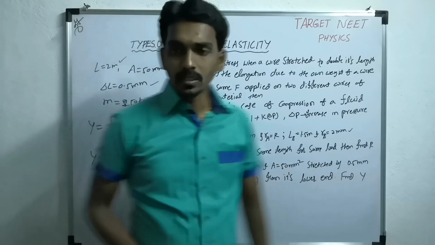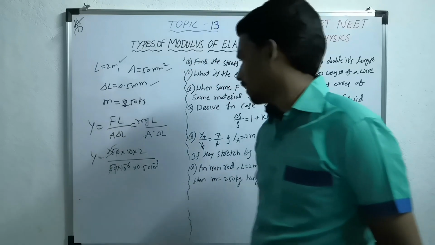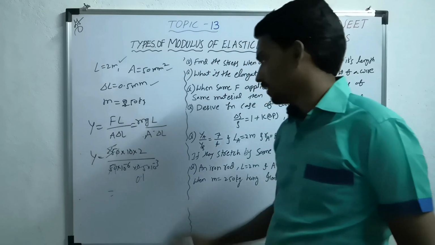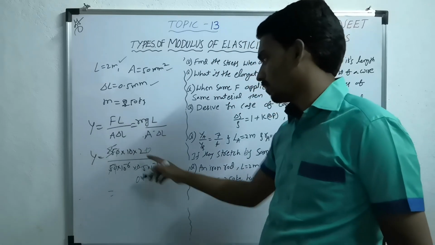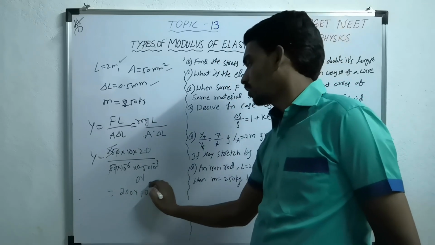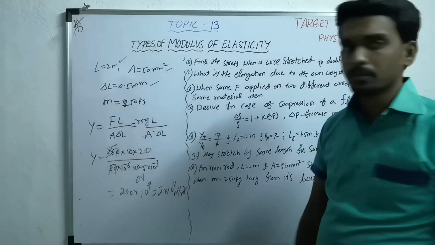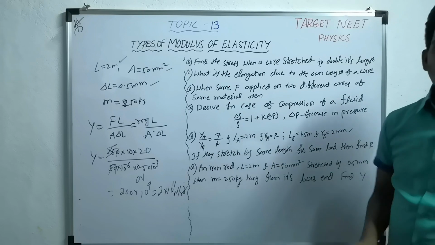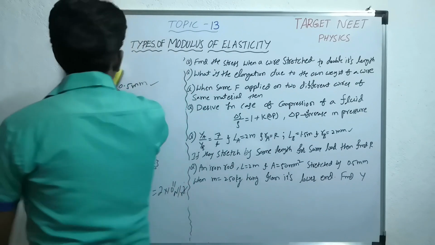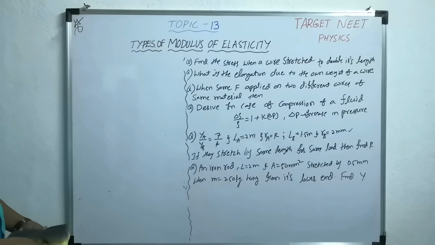So these kinds of conversions if you take properly, then you will get it. Then take the calculation. 10 into 20, 200, minus 6 minus 3, minus 9, if it goes up, 10 power 9. So 2 into 10 power 11 Newton per meter square. So this way you should do the calculation. So here the question is simple, but in the examination hall you have to do the perfect calculation.